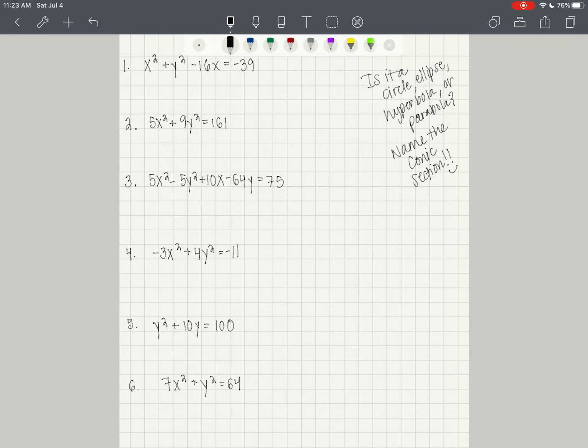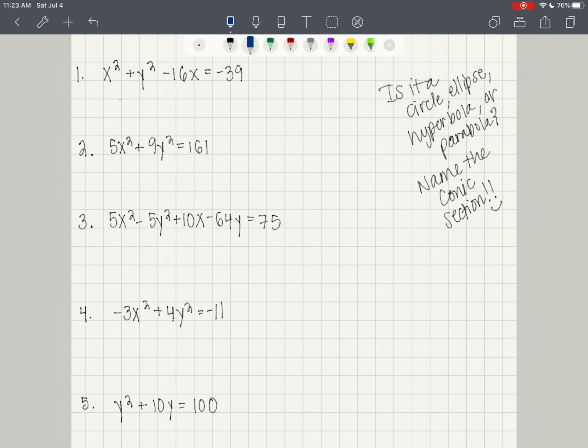Now number 1, is it a circle, an ellipse, a hyperbola, or a parabola? Well, this one, if you wrote down a circle, you were correct. So this is a circle. Now the reason it's a circle is because the coefficients of the squared variables are equal.